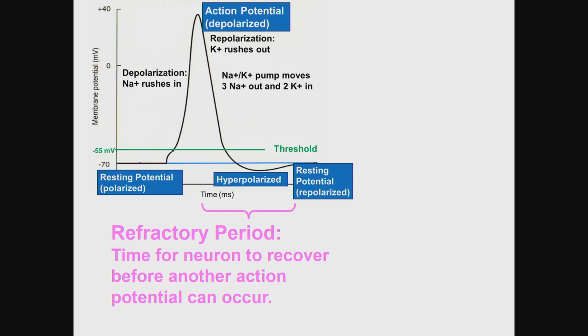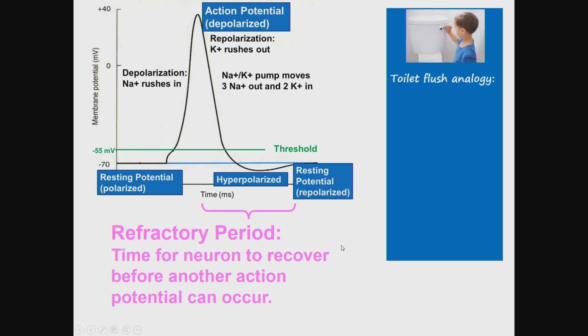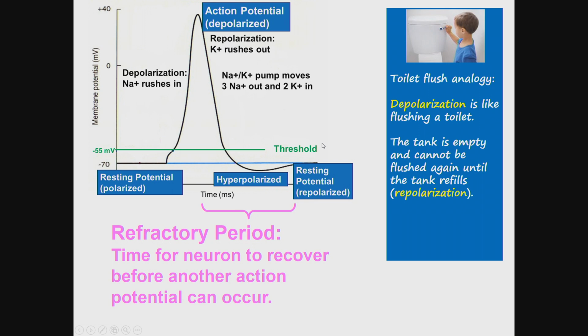The time that it takes a neuron to recover before another action potential can occur is called the refractory period. Let's talk about the toilet flush analogy. Depolarization is like flushing a toilet. So the toilet is empty. The tank is empty and cannot be flushed again until the tank refills. So as it's refilling, it is repolarizing. The time that it takes to refill is the refractory period, during which you cannot flush the toilet again because the tank is not full yet.